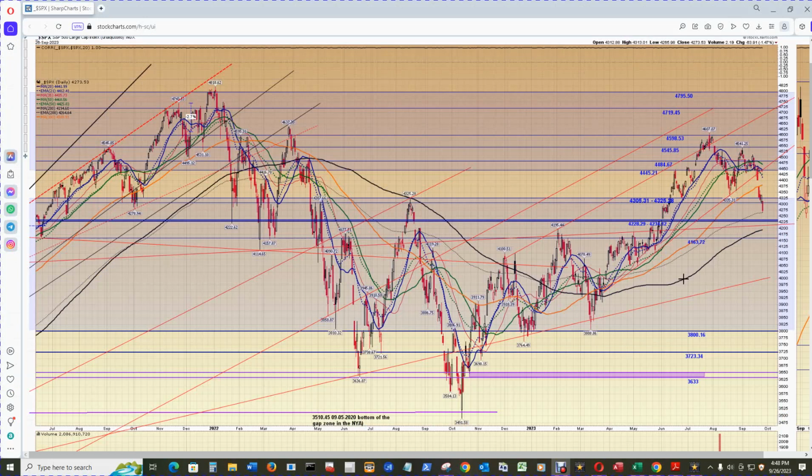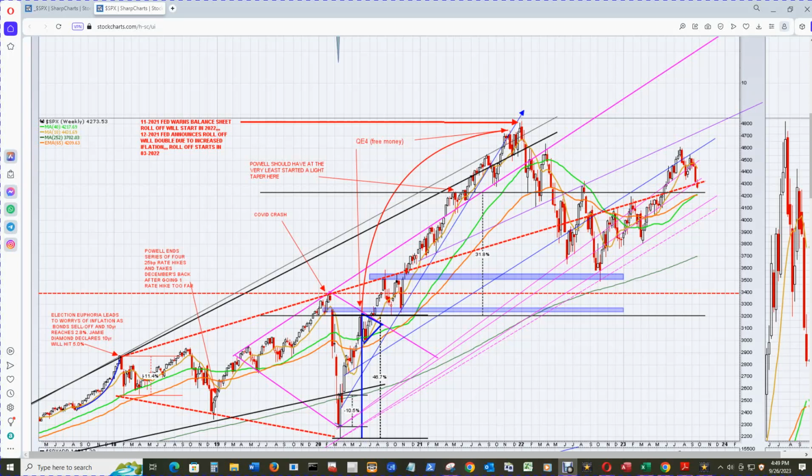Here's the upper range and the lower range. We are now in the lower range after sliding right through the no man's land. So 4305.31, and that goes back to 11/20/2021, along with the top line of the broadening top pattern going back to January 2018.